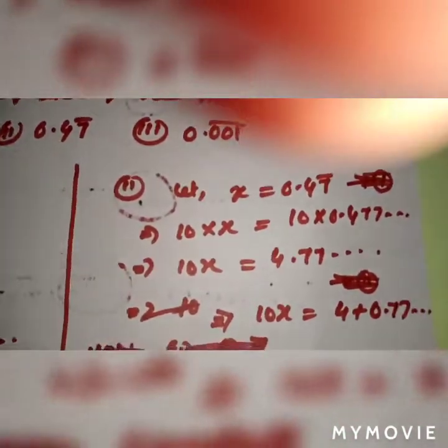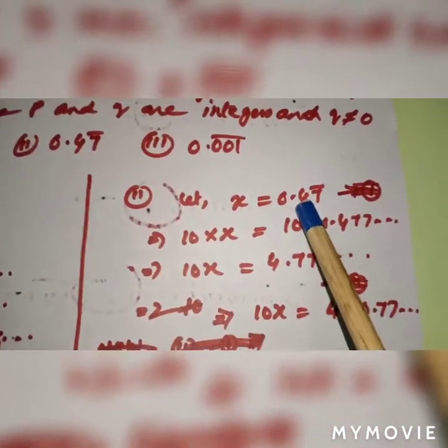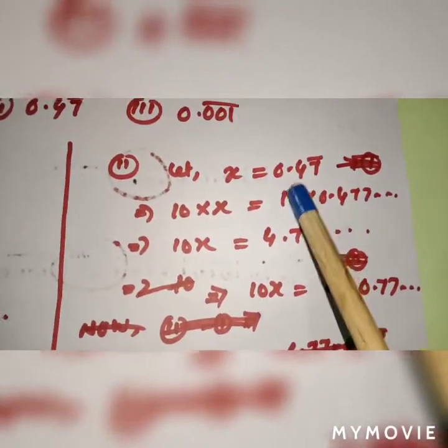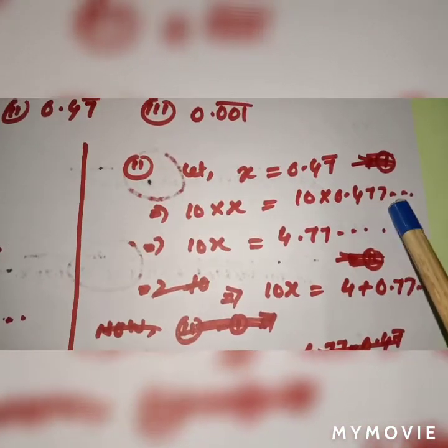Next, number 2, x is equal to 0.47 with bar. Here see, 4 is not repeating. Don't forget, 4 is not repeating. Here the repeating number is only 7. So I am writing 0.47777.